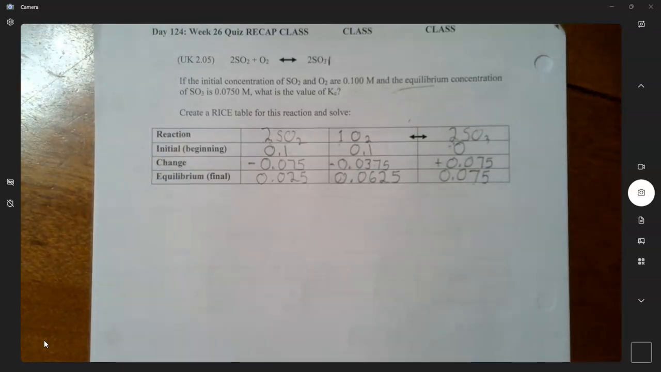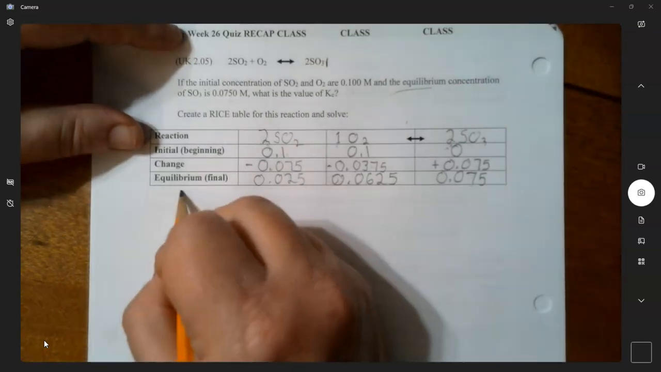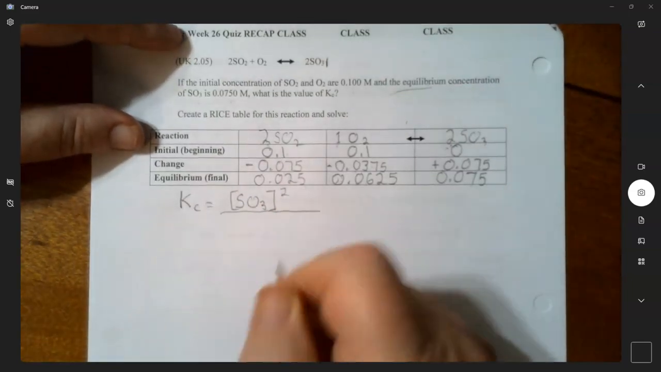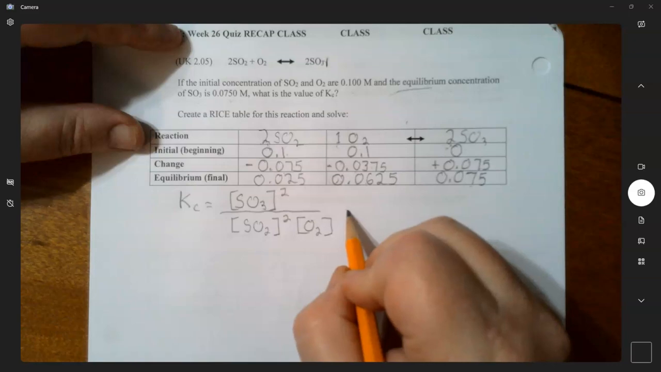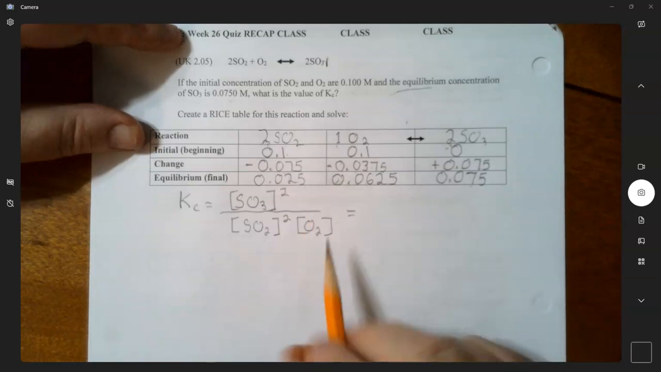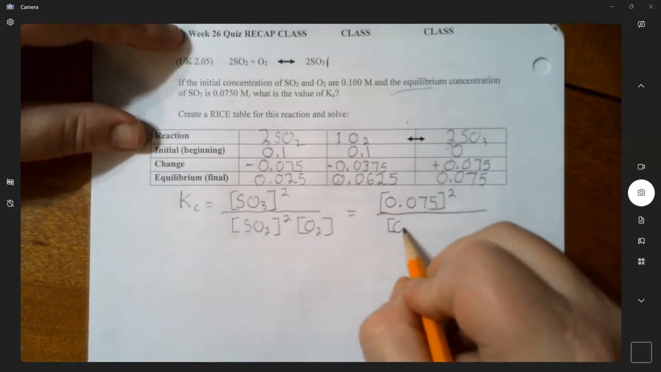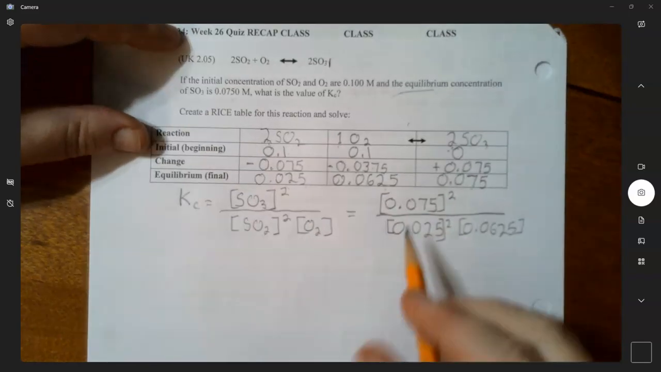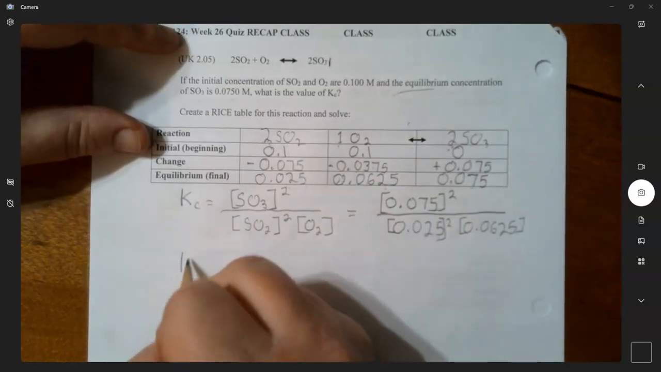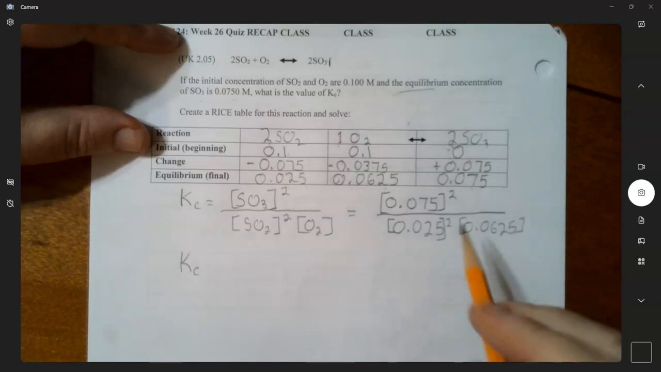So we have every number on our equilibrium line, so we can use those, plug them into the law of mass action for the concentrations, and come up with the Kc for this. Okay, so we're going to go ahead and write the law of mass action. That's going to equal, we're going to now plug in these values. Okay, and now we're ready to calculate the value of Kc. So do that on your calculator.